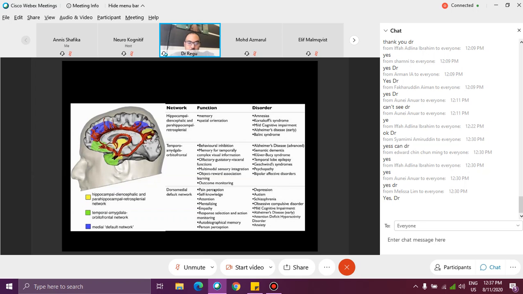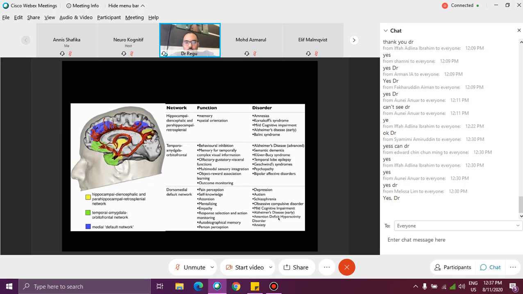And lastly, if it's the dorsomedial default network, the communication at the top here, then your ability to perceive pain, self-knowledge, attention, and empathy is affected. And this area is what results in depression, autism, schizophrenia, OCD, and so on, more of the psychiatric disorders.